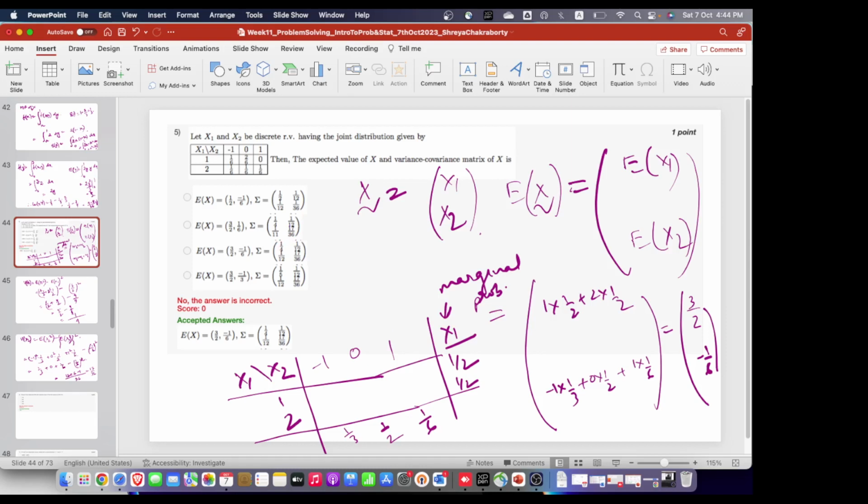Now we have to find out the covariance. Just see here, the covariance terms do not match, so this option is automatically excluded from our choice. Covariance terms have to match, because covariance of xy is the same as covariance of yx.